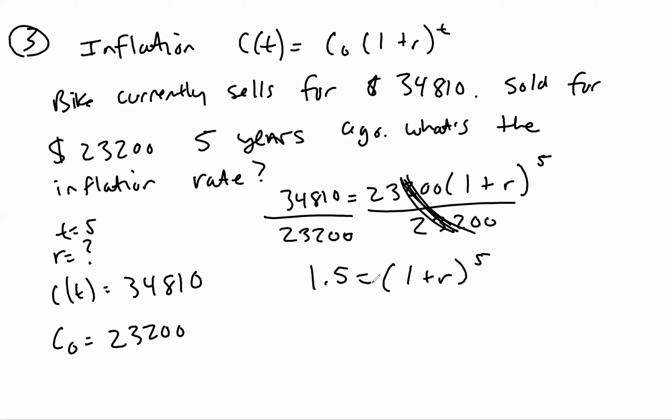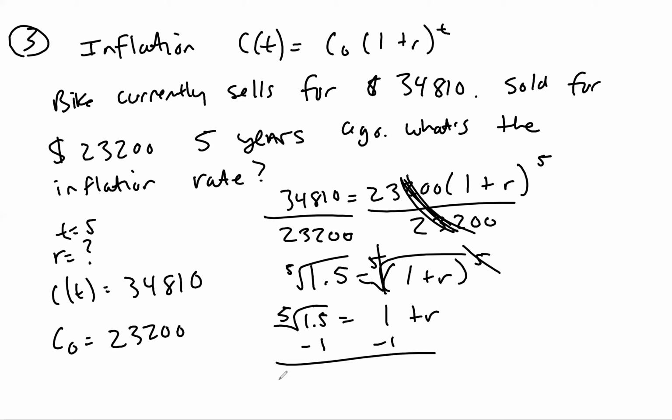Now, in order for me to get rid of this 5th, I'm going to have to take the 5th root of both sides. So the 5th root and the 5th are going to cancel. So I'm going to have the 5th root of 1.5 equals 1 plus R. Well, now I subtract 1 from both sides. I have to be careful here because the minus 1 is not subtracting from the actual root. It's just a subtract 1 outside the root symbol.